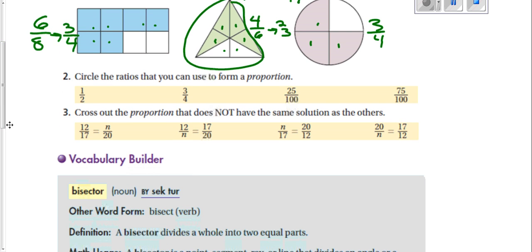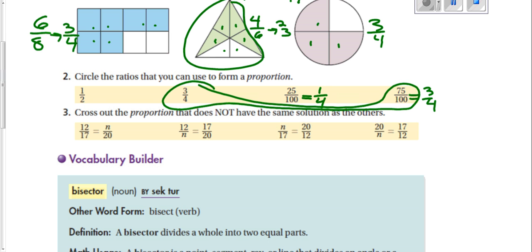Circle the ratios that you can use to form a proportion, meaning which two, once again, are equivalent to each other. So the easiest thing to do, guys, is take a look at the ones that aren't reduced and reduce them first. 1/2 is simplified. 3/4 is simplified. 25 over 100 is not. I can divide both my numerator and my denominator by 25, which leaves me with 1 over 4. For 75 over 100, divide them both by 25, and that leaves me 3 over 4. So I see that these two are proportional. They're equal, equivalent.